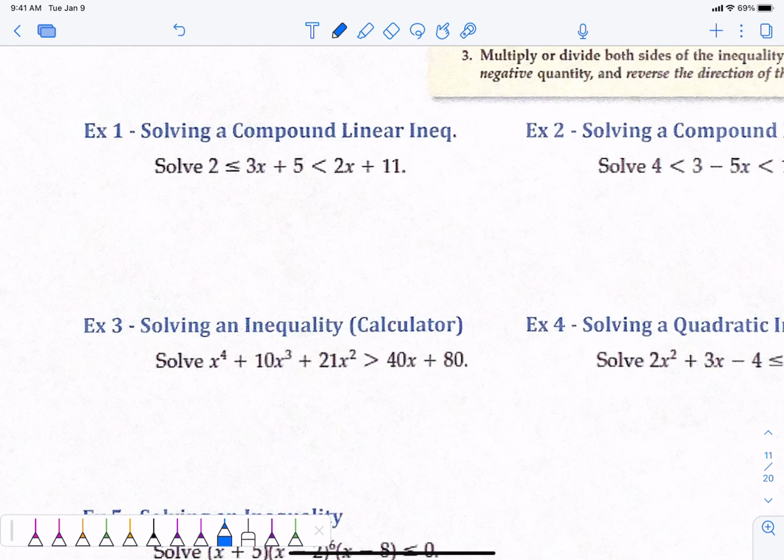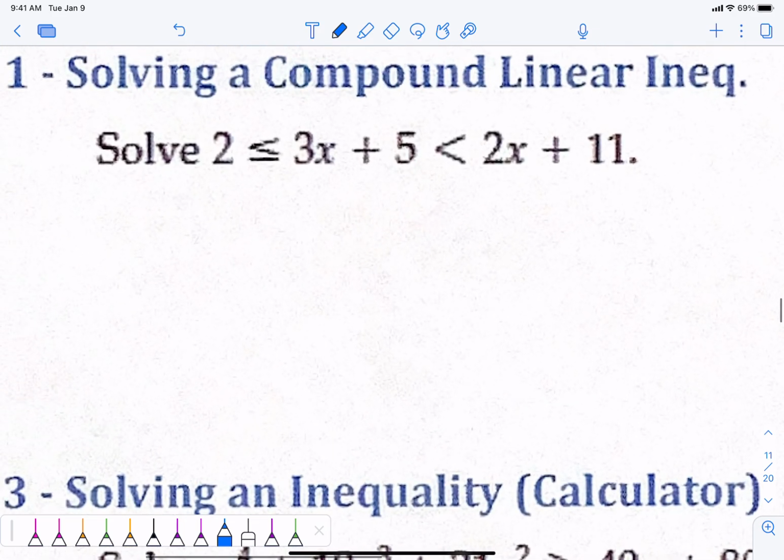We have example 1. We are solving this thing. This is a compound linear inequality. We have like 3 chunks to it. I have like 2 sets of inequalities, and all I'm going to do is do the 2 cases. So here's what this looks like.